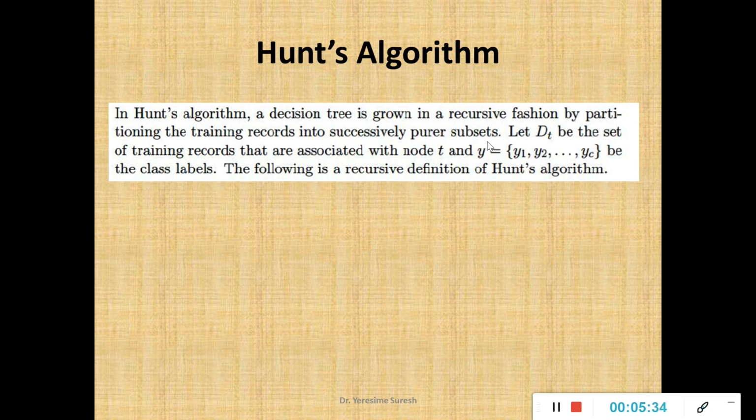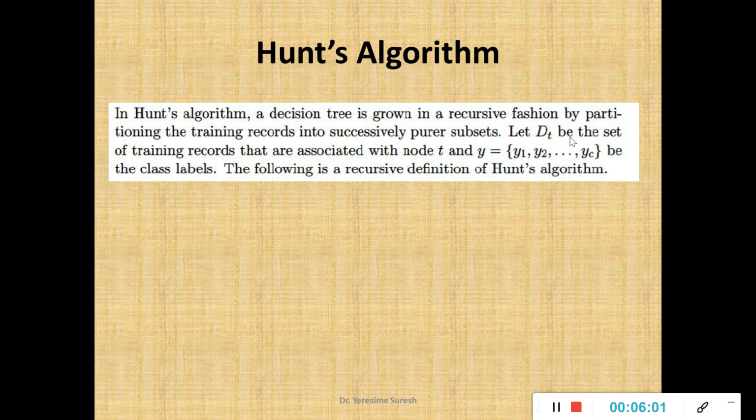What do you mean by purer or impurer subsets? It is the amount of information that a node holds. If it is holding more information, it is a purer node; less information, it's an impure node. How do we calculate the purity or impurity of a given node? We have some approaches that we'll see in later slides. So a decision tree is grown in a recursive fashion by partitioning the training records into successively purer subsets.